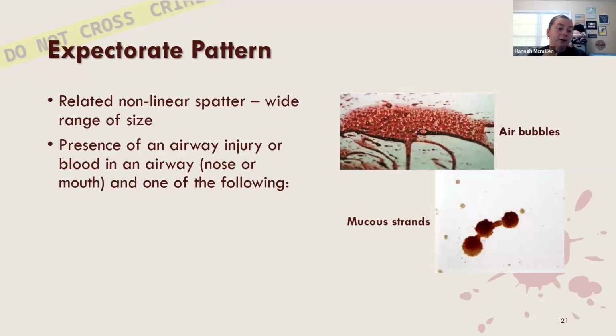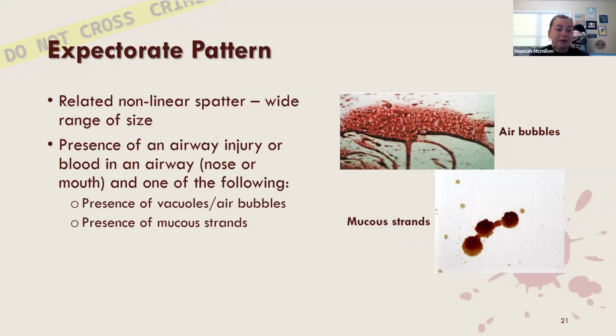For an expectorate pattern, these are related nonlinear spatter patterns, and there's a wide range of size. Typically this is the presence of an airway injury or blood in an airway like your nose or mouth, and one of the following: the presence of vacuoles and air bubbles, or the presence of mucus strands. So this could be someone coughing, breathing out blood. You'll see those air bubbles that are present, and then you can see the mucus strands that are connecting the bloodstains.